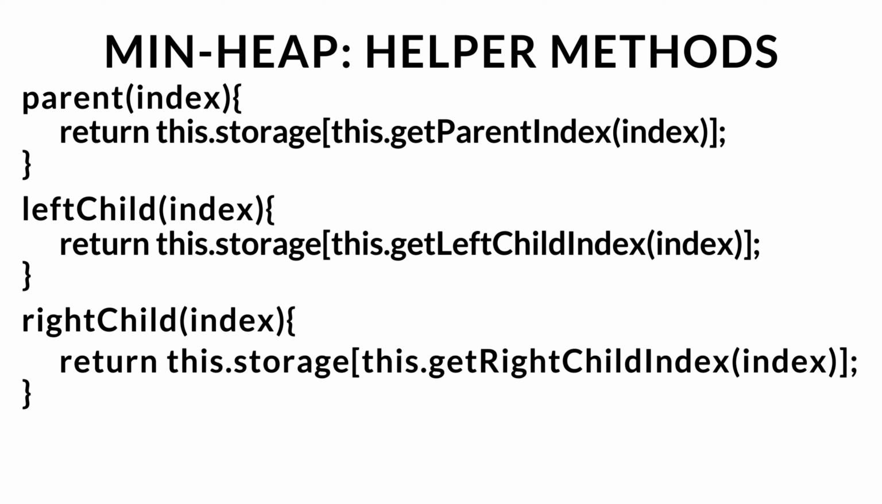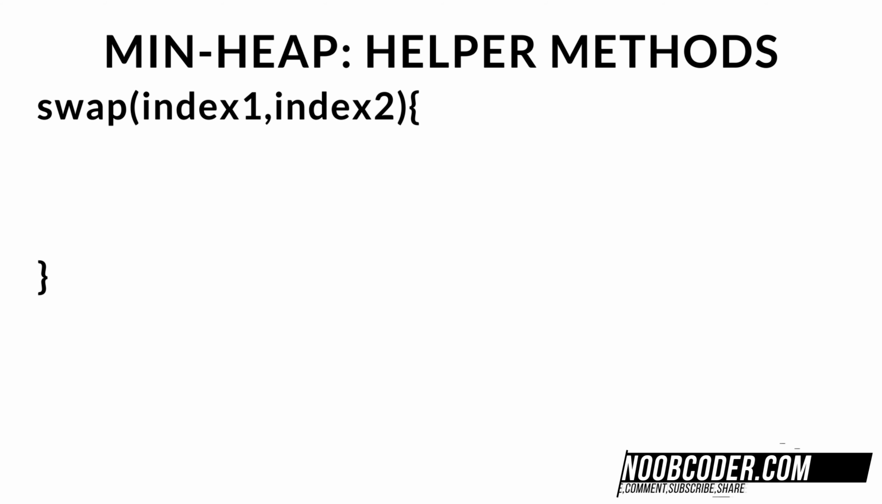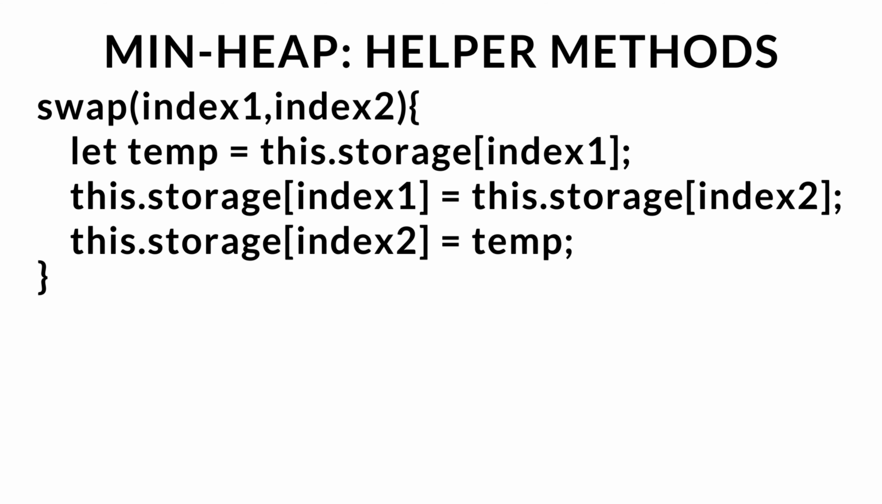Next, we'll move on to our last helper method called swap. So our swap method will take in two indices as params, and all we do is swap the data between the two indices. This method may be invoked whenever we need to reheapify our tree, when we go to add or remove an element. So now that our helper methods are out of the way, let's go ahead and talk about inserting into our heap.